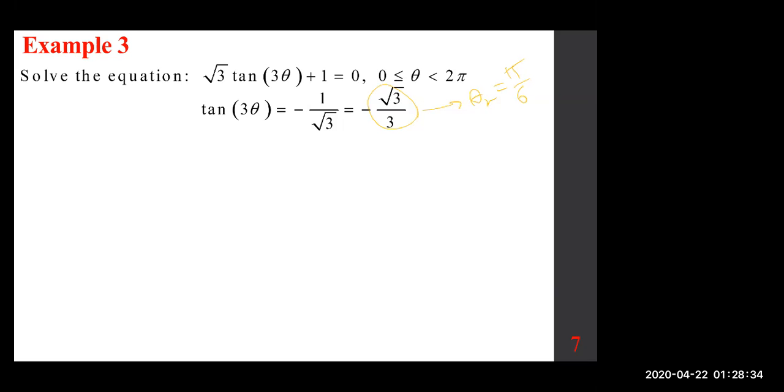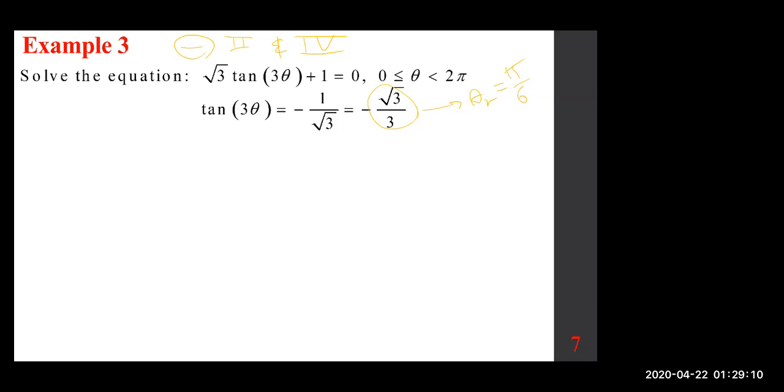However, the question is asking for negative square root of 3 over 3. So we want to see where tangent is negative. Tangent is negative in which quadrants? Second and fourth. Remember, it's positive in the first and third. So now we want to get the answer in the second quadrant.